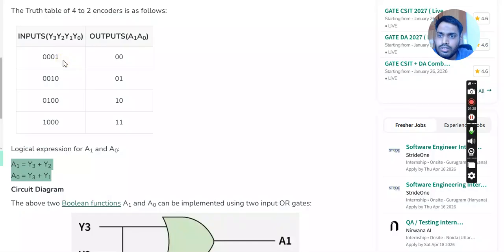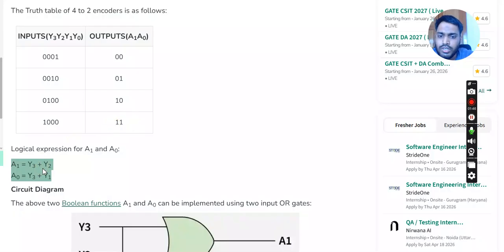So this is for the equivalent of 0. The output A1 and A0 will be 0, 0. This is for 1, so the output A1 and A0 will be 0, 1. This is for 2, the output A1 and A0 will be 1, 0. This is for 3, the output A1 and A0 will be 1, 1.